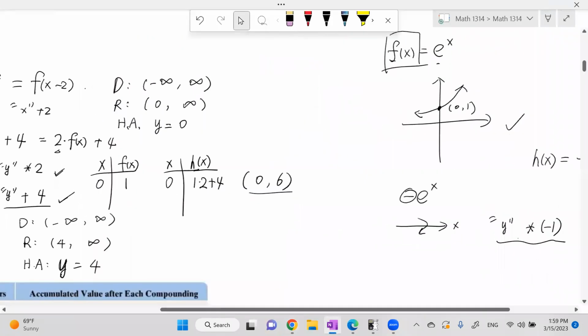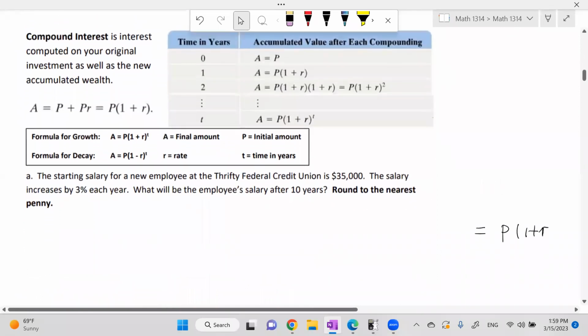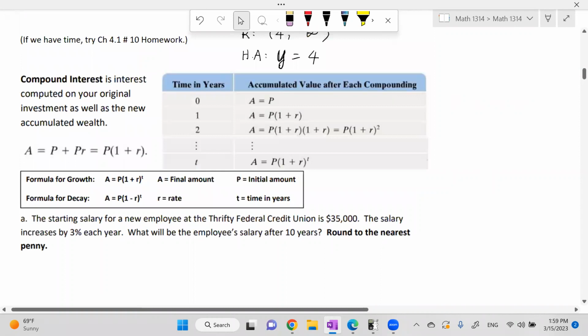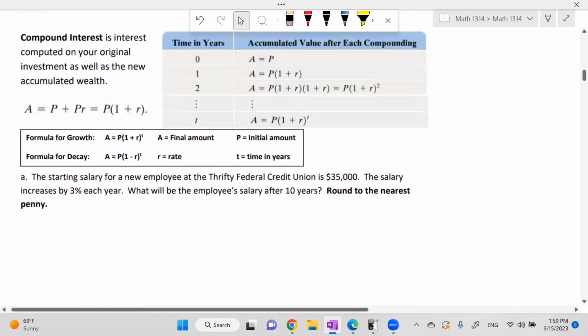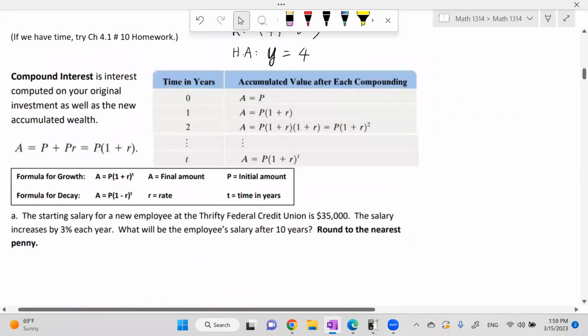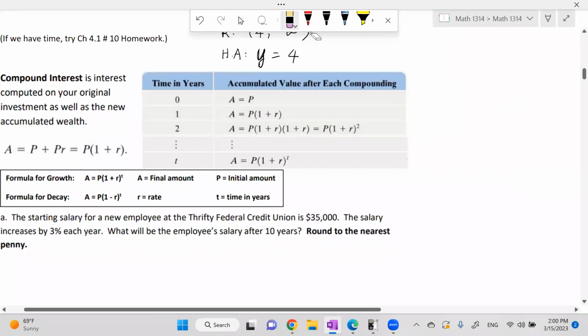All right, let's go back to see our example. Compound interest. Compound interest, we will use it when we are borrowing money or depositing money into the bank or in some other cases. So let's see, what is compound interest? For example, I use P to represent the initial amount or principal.